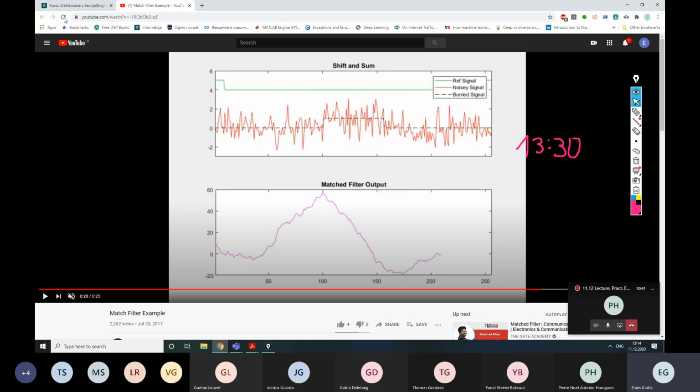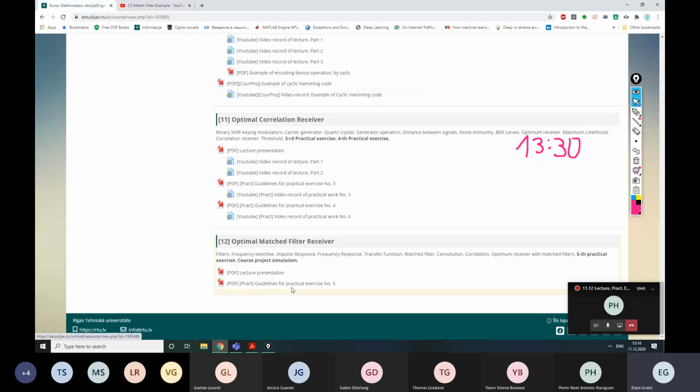I have already uploaded the guidelines for this exercise. And today, afterwards, we'll conclude with work on your course project, when we will talk about simulation of the error probability estimation.